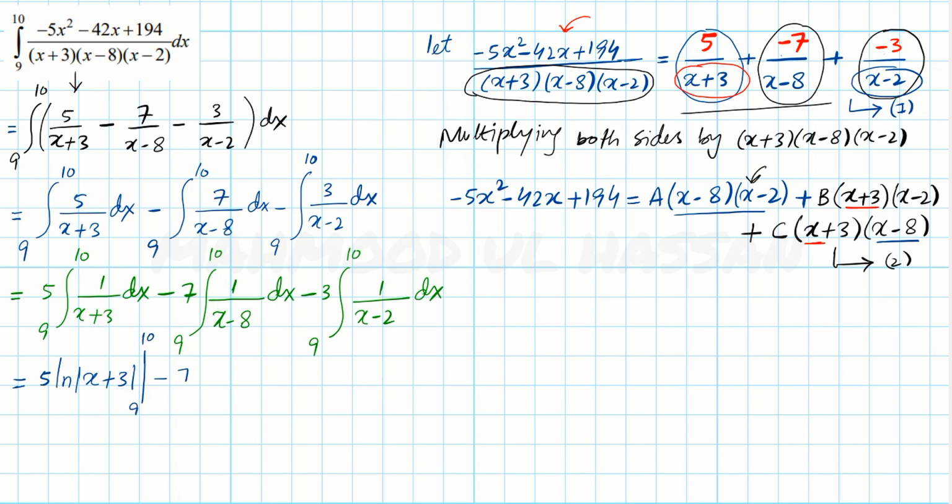Then minus 7, again you can see the derivative of x minus 8 is 1, which is again present in the numerator, so we take the natural log of the denominator. Okay, and the limit is from 9 to 10. And here again minus 3, you can see the derivative of x minus 2 is 1, which is present in the numerator, so we take the natural log of the denominator, that is x minus 2, and the limits are from 9 to 10. Got it? So now we are going to apply the limits.